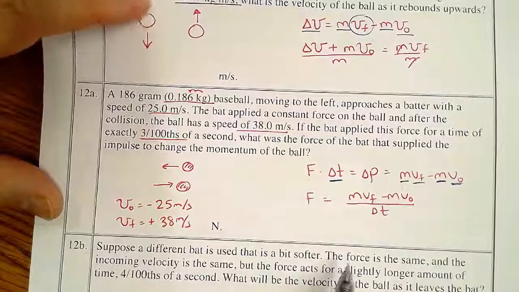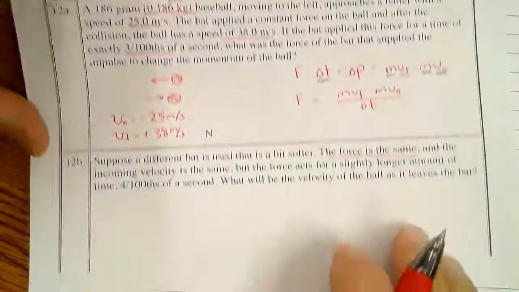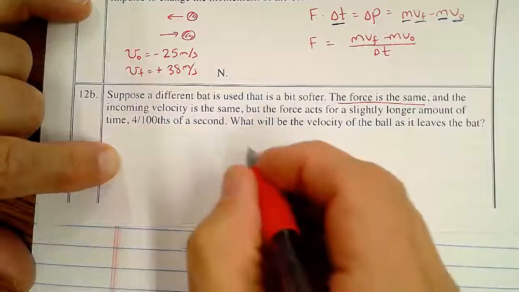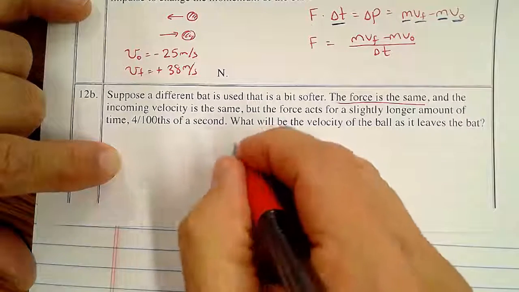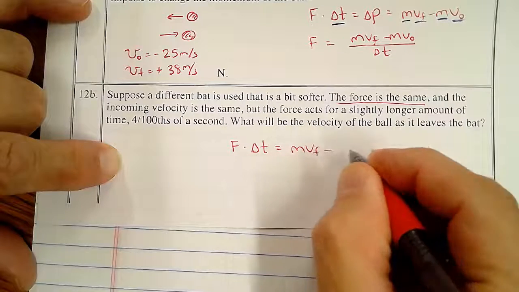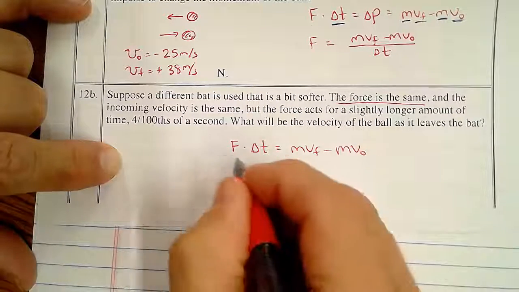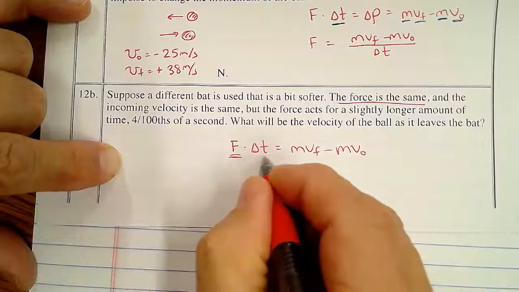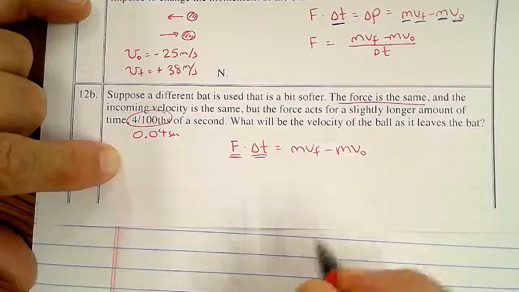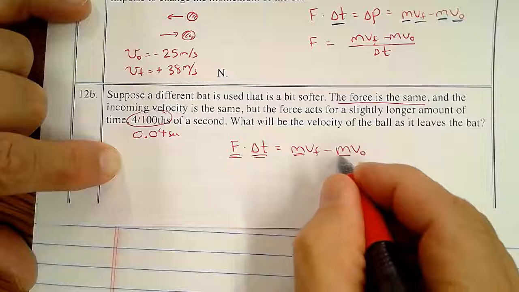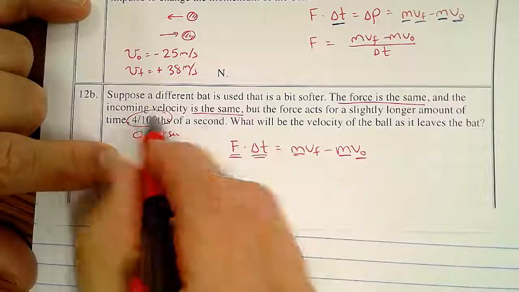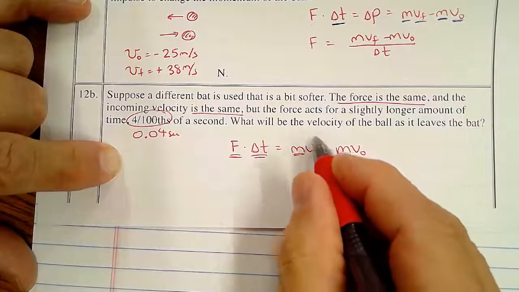Now, we are going to assume that we have the same force down here in the next problem. Okay, so in 12b, you have the same force. So whatever force you got here, you got. And now we're going to do the exact same thing, except we're going to solve this for the final velocity. So we're going to say that the force times the time equals mv final minus mv initial. F we know from the previous problem. T we know because they tell us right here, 0.04 seconds. We know the mass, and we know the initial velocity. It's the same as before. So it says the initial velocity is the same. So you're going to solve this for the final velocity.